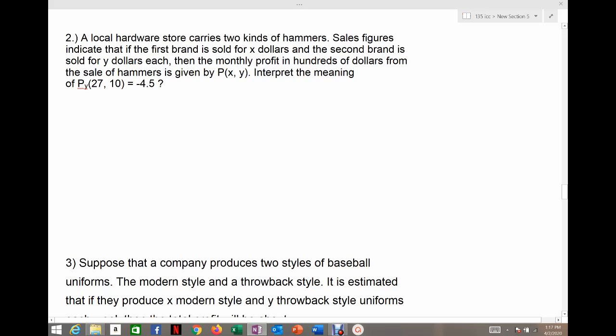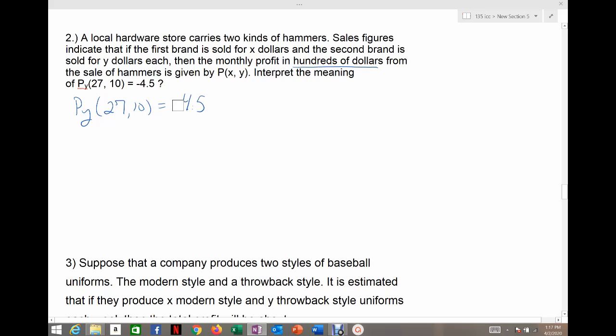All right, it has two kinds of hammers. They sell the first brand for X dollars, so X represents dollars of the first brand. The second brand is sold for Y dollars, so Y represents the price of the second one. The monthly profit in hundreds of dollars, so gotta keep in mind it's hundreds of dollars, is given by P(X,Y). Interpret the meaning of P sub Y at 27 for X, 10 for Y equals negative 4.5. That's the piece of information I'm given.